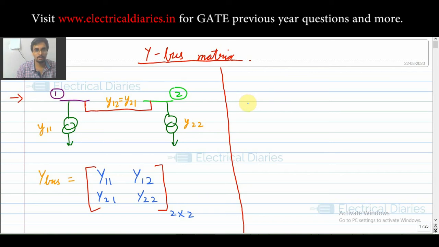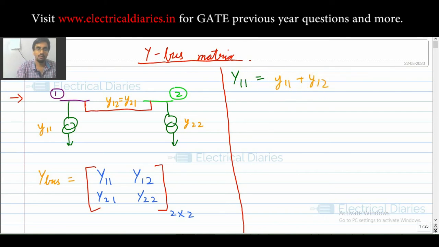Now we will see one more thing. This is Y11, this is Y22. Let us see the meaning of capital Y11. Y11 means the sum of the admittances of all the elements connected to bus 1. In this question, admittance y11 is connected to bus 1, and the interconnecting line, that is y12, is connected. So your Y11 will be given by small y11 plus y12.